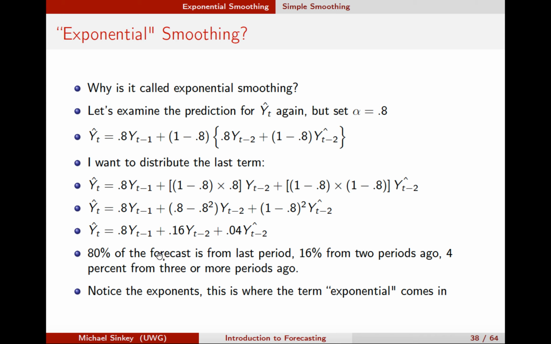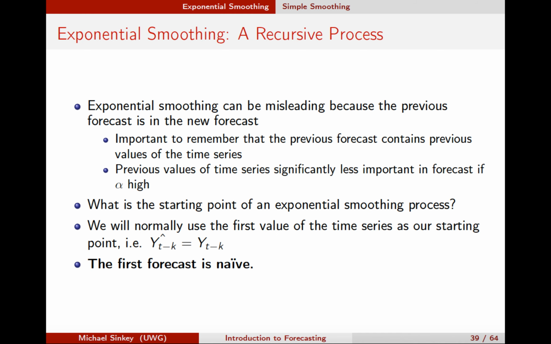80% of the forecast is the data from the previous period. 16% of the forecast is the data from 2 periods ago. And 4% is everything else. Everything else, 3, 4, 5, 6, 7 periods ago. All of that data taken together only comprises 4% of my forecast.